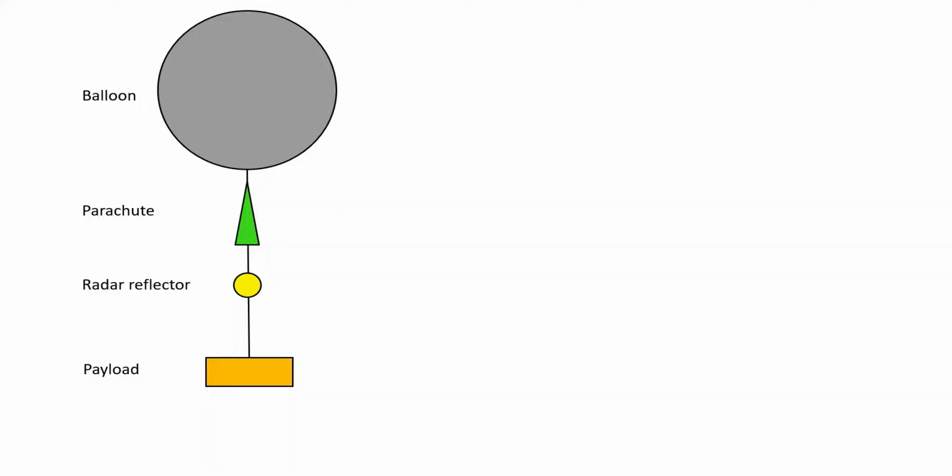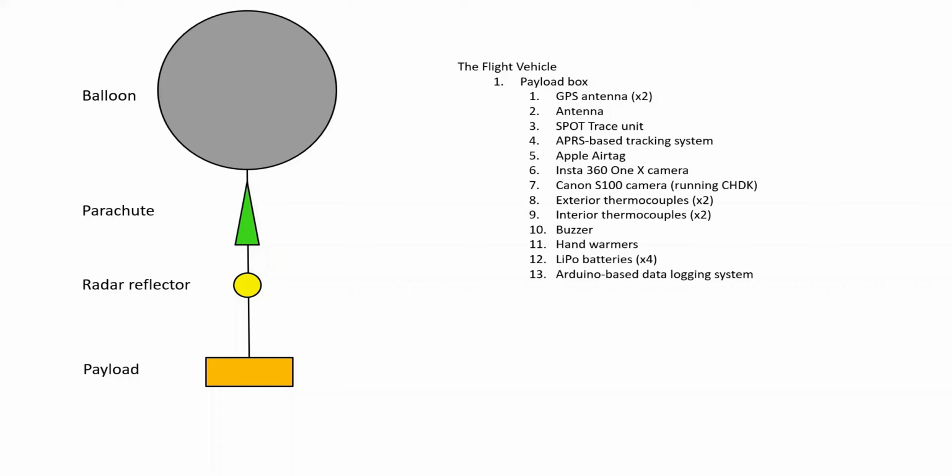So conceptually, this is actually really simple, right? You've just got a big giant balloon, which is going to then carry up a big train of equipment, namely things like a parachute, radar reflector, and most importantly, the payload box, which we're showing in orange. This entire diagram on the left side is what we're going to refer to as the flight vehicle. And as we mentioned, the major component of the flight vehicle is the payload box, which has all of this equipment inside of it and much more.